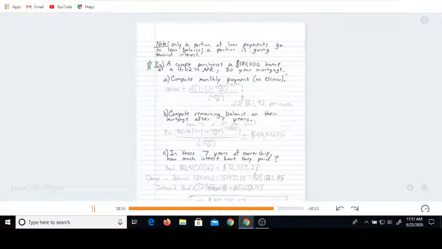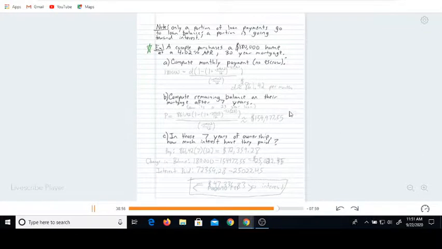Now, something you need to be aware of, only a portion of loan payments go to the loan balance. A portion is going towards interest. You do need to be aware of this when you're making loan payments. So let's suppose a couple purchase a $180,000 home at a 4.02% APR. It's a 30-year mortgage. Compute the monthly payment, no escrow, so just the monthly payment.